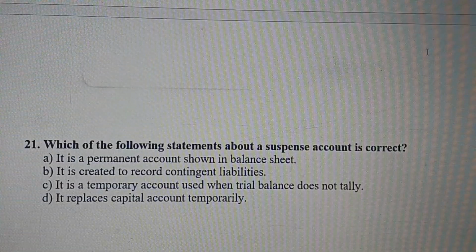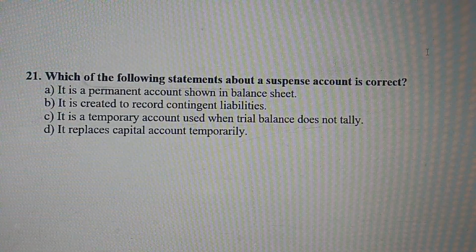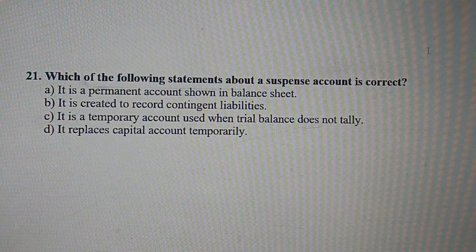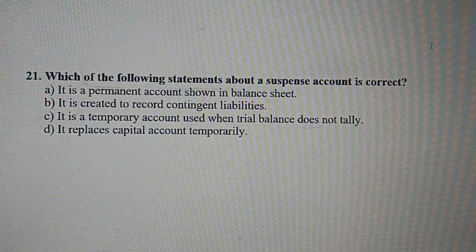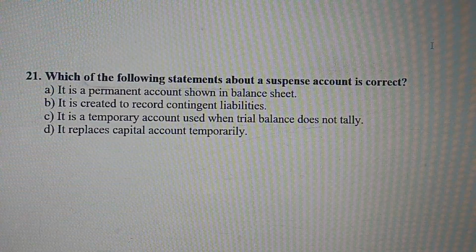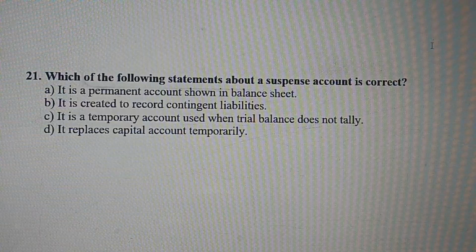The next question. Which of the following statements about a suspense account is correct? It is a permanent account shown in a balance sheet. It is created to record contingent liabilities. It is a temporary account used when trial balance does not tally. It replaces capital account temporarily.